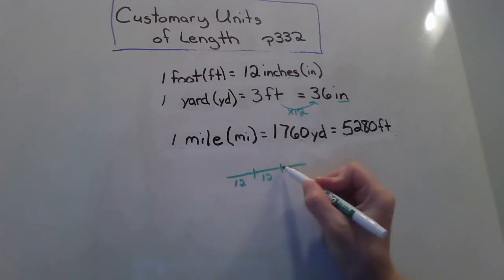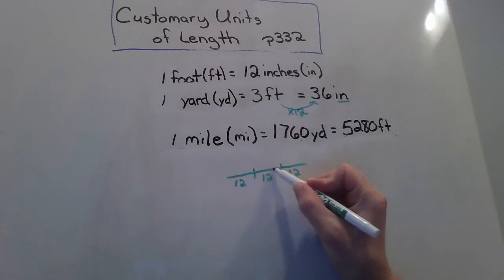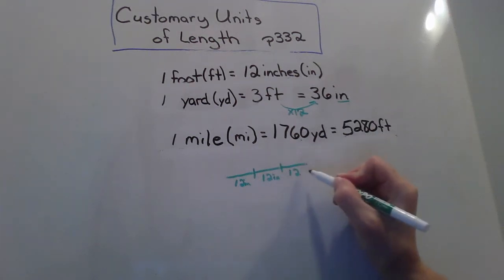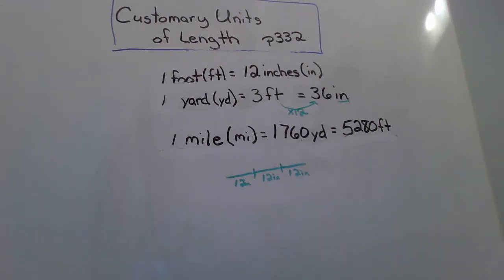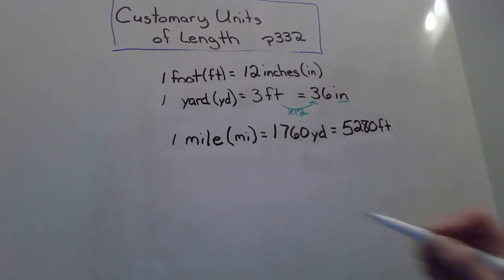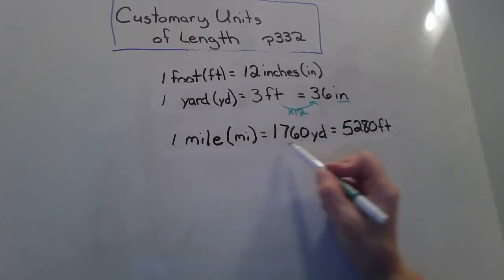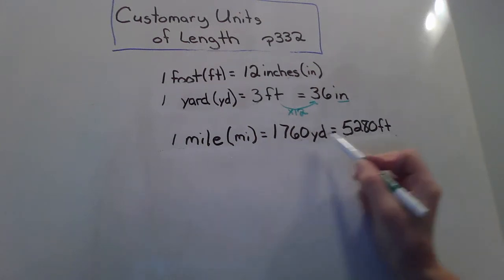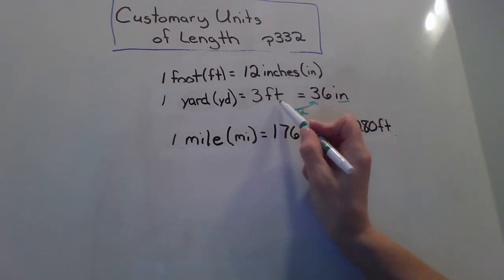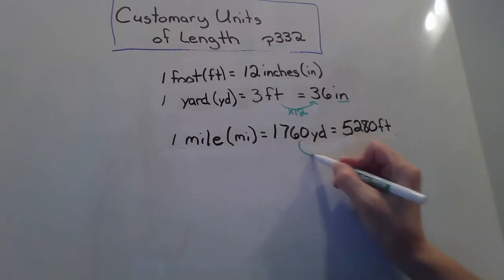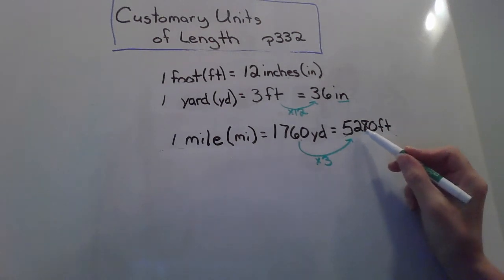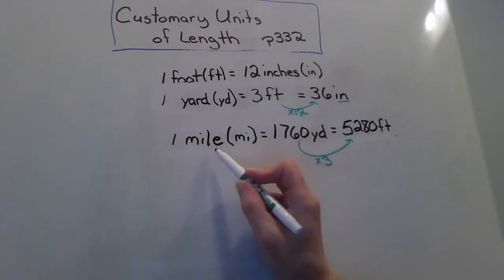So if I were to measure this out in feet, it would be 3, but in inches, it would be 36. Okay, so that's how we use these numbers to help us with converting between feet, inches, and yards. You can also convert from 1 mile, which is the same thing as 1,760 yards. Again, knowing that there's 3 feet in a yard, you can take that number and times it by 3, and you will get 5,280 feet. It's the same as a mile.